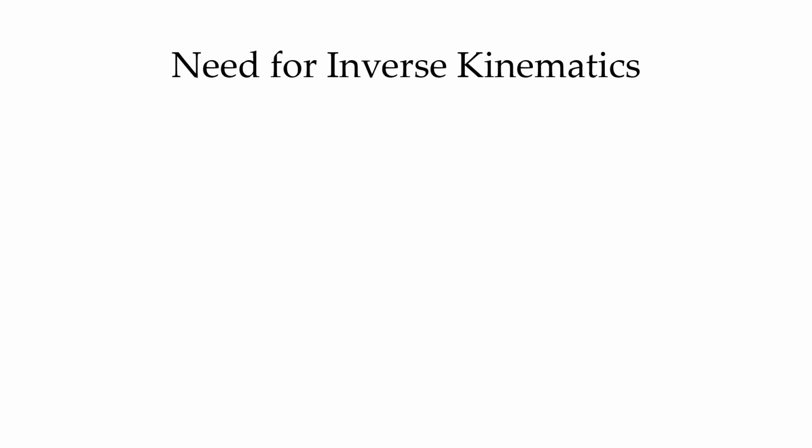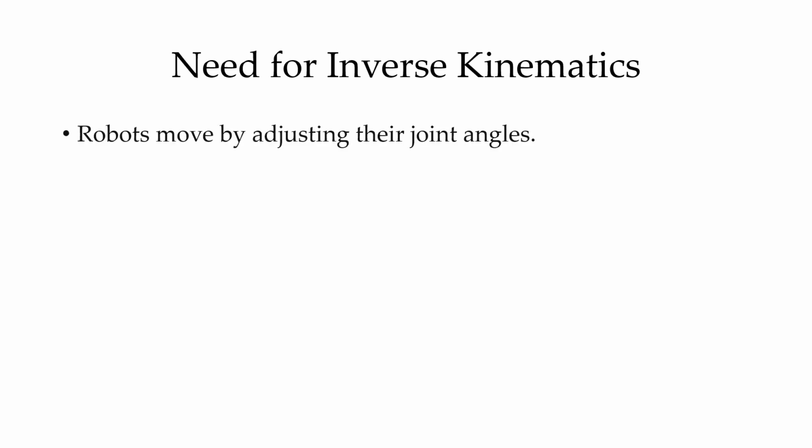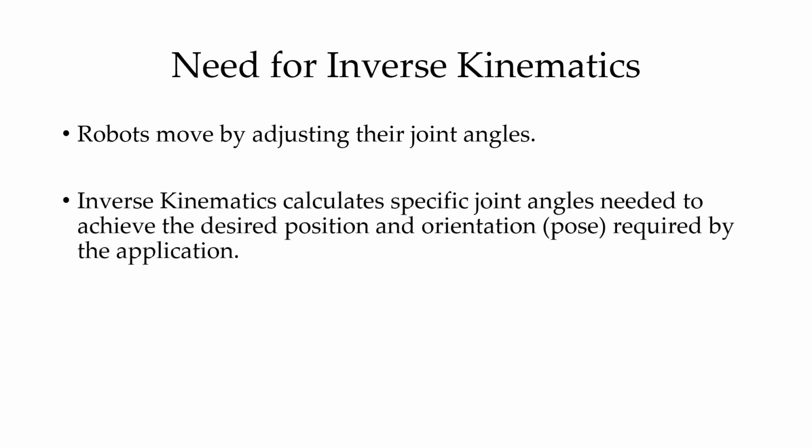So why do we need inverse kinematics? Robots basically move by adjusting their joints. In each joint we might be connecting some motors or hydraulic drives, and we need to actually control those joints in order to make the robot move to a particular position or orientation.